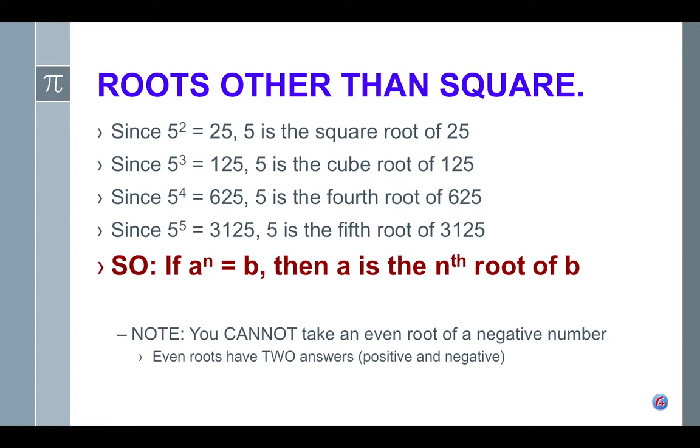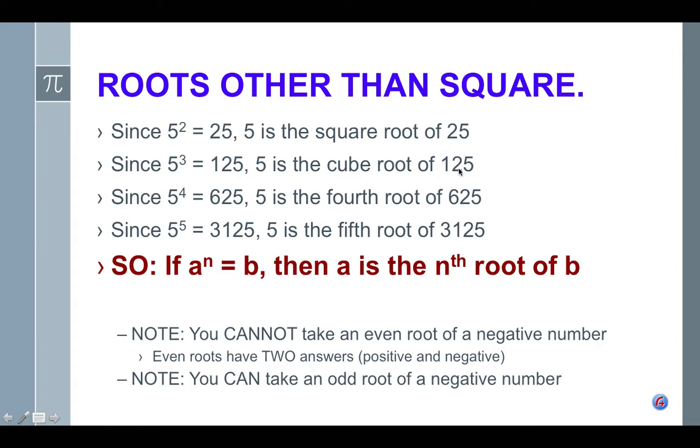With the even roots, as we've known in the past, when we are taking the square root of 25, technically we have two answers, both positive 5 and -5. And the last little piece of information we need to know is we can take the odd root of a negative number. So in this case, we could take the cube root of -125 because -5 to the 3rd power is -125.